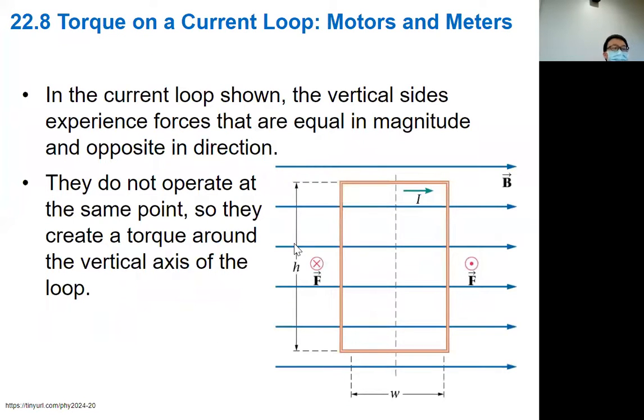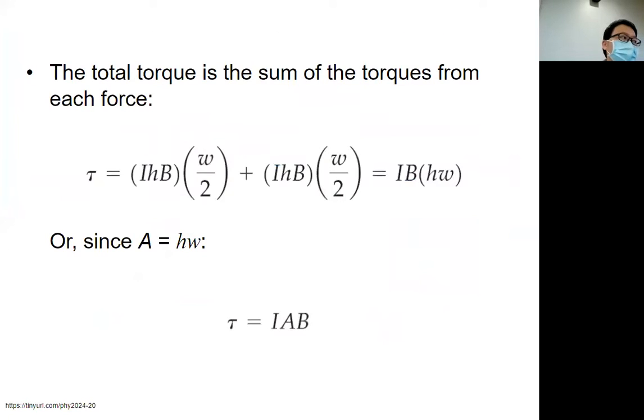And if you have a loop inside a magnetic field, then there will be forces on each part of the loop. So the result is you might experience a net torque due to the magnetic force. The net torque for a loop is equal to the current times the area of the loop times the magnetic field. This is in the case where the plane of the loop is parallel to the direction of the magnetic field.